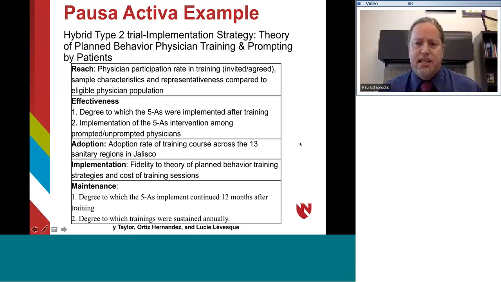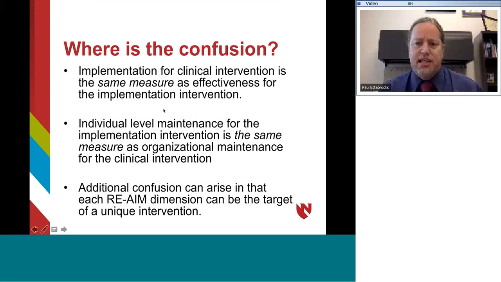So, you know, as we walk through it that way, it feels like it's not that confusing, but where confusion does tend to arise for folks is that if you were paying attention with those two tables, implementation for the clinical intervention is the same measure as effectiveness for the implementation intervention. So let me say that again in case I stumbled over it. Implementation assessment for the clinical intervention is the same measure as effectiveness assessment for the implementation intervention. Okay, so that gets confusing for folks.